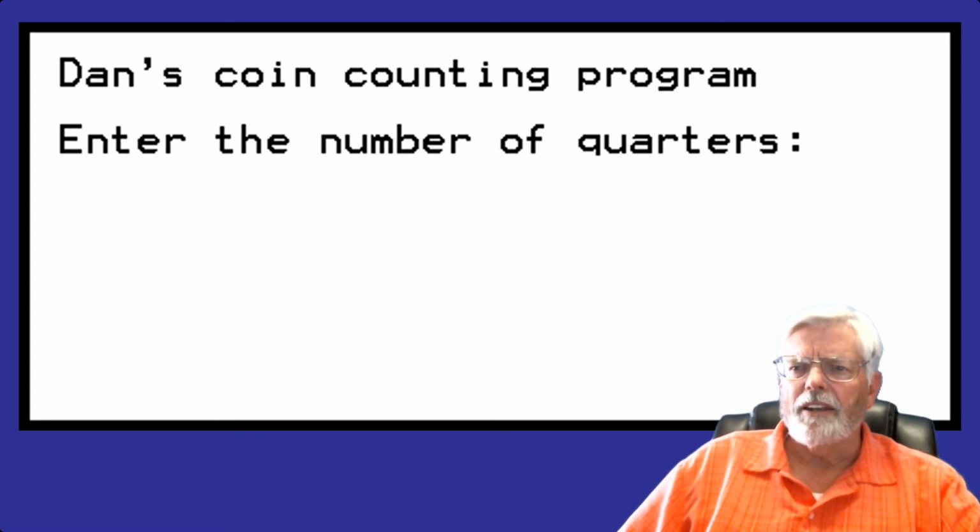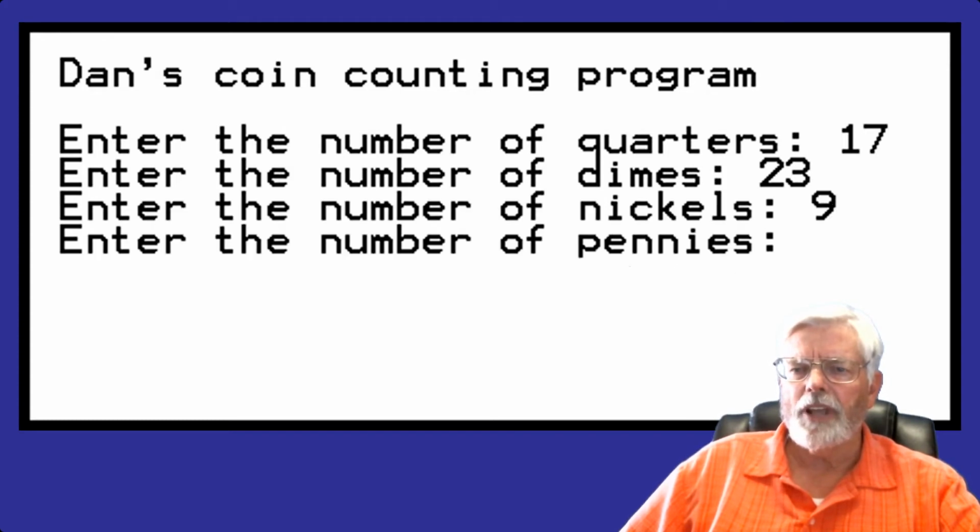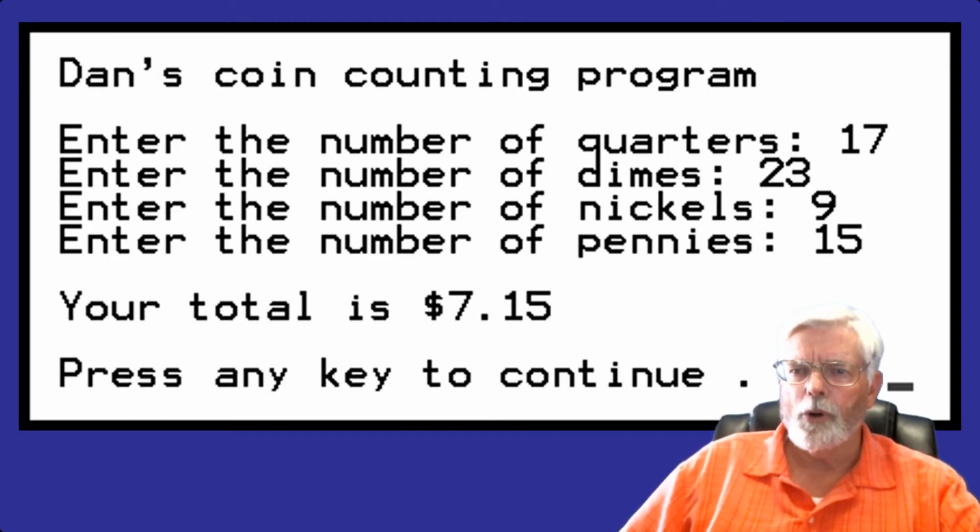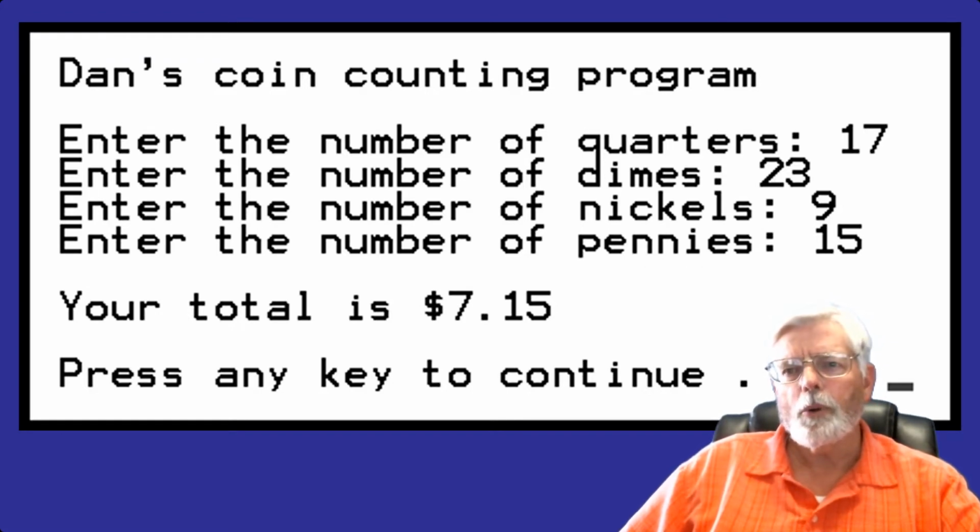There is the title line at the top of the display. I'm going to input 17 quarters, 23 dimes, 9 nickels, and 15 pennies. The program shows me that I have $7.15. Your program should look something like this when it runs.